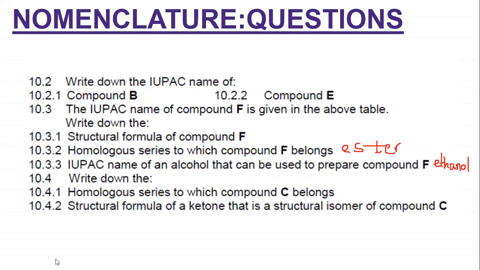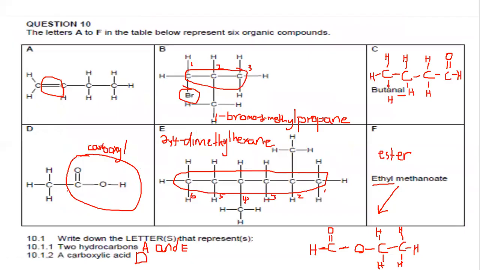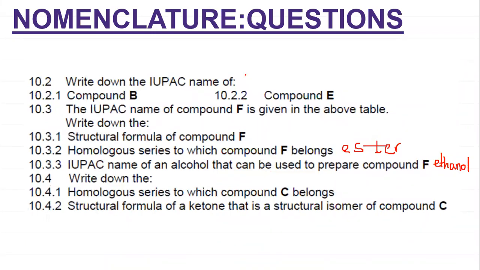Write down the homologous series to which C belongs. We see C, it's al. We already said that because of al, this becomes an aldehyde. We mentioned it when we were doing this. So it would be an aldehyde because of the al. They said it's a butanal, so that al tells us that this is an aldehyde. It ends with al, so C is an aldehyde.